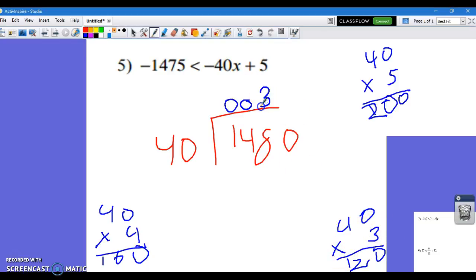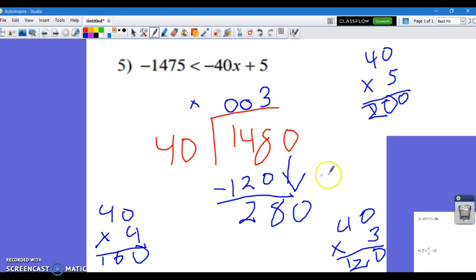That 3 goes above your 8. You must have place value. 40 times 3, remember, you need to multiply. 40 times 3, or 3 times 40, you already figured it out. That's 120. This is the part where we subtract. 8 minus 0 is 8. 4 minus 2 is 2. And that's 0. But I do need to bring down this 0. So now looking at 40 will go into 280. I know it will go into 200 5 times, so I know my answer is going to be bigger than 5. So you might want to try 6 next.